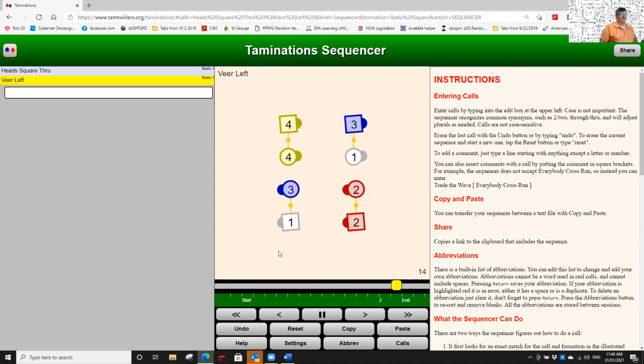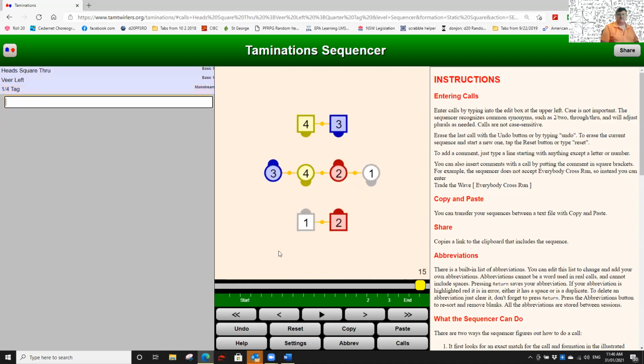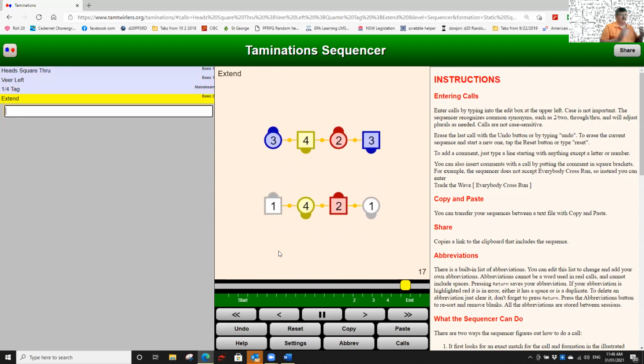Don't worry about the gender or anything else. So if I do 1/4 tag, that's an ocean wave between facing couples. If I had done a half tag, that's where I would have ended up with parallel ocean waves. You see that? I'm drawing.